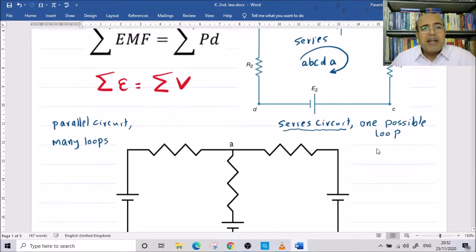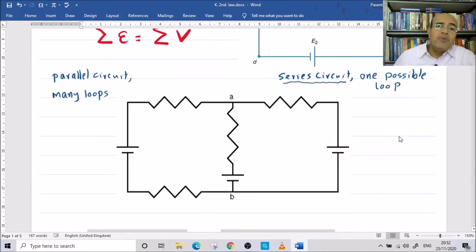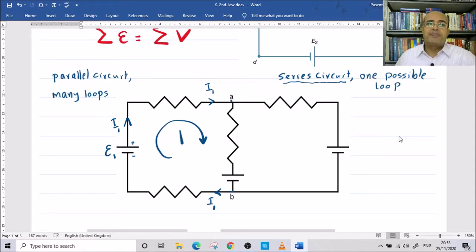But in a parallel circuit like this, we have many loops. This is a cell denoted by E1. This is positive and this is negative. We can suppose that the current is I1. The current starts at a junction and ends at another junction. So it starts at B, this is I1, and ends at A, this is I1. This is a loop. We can say this is loop number 1.